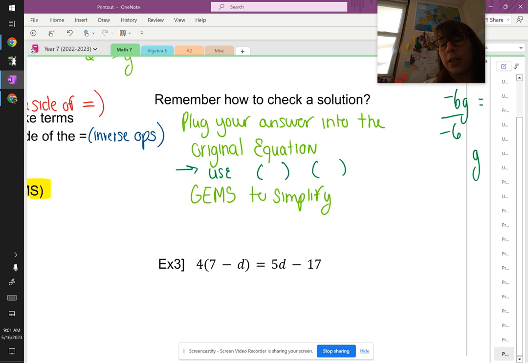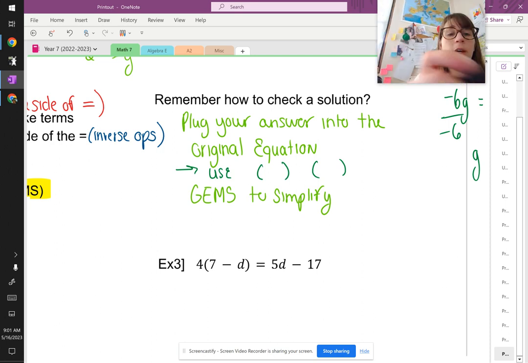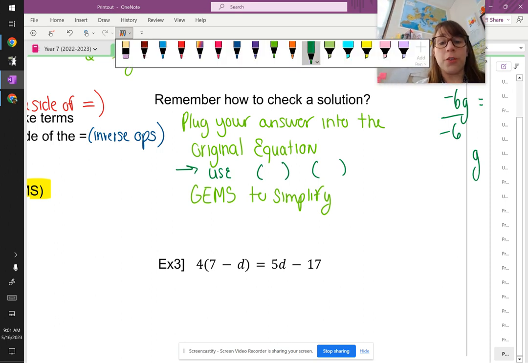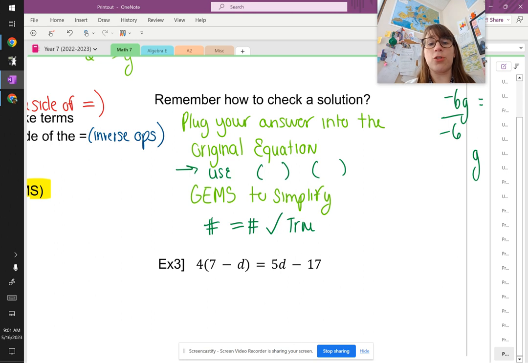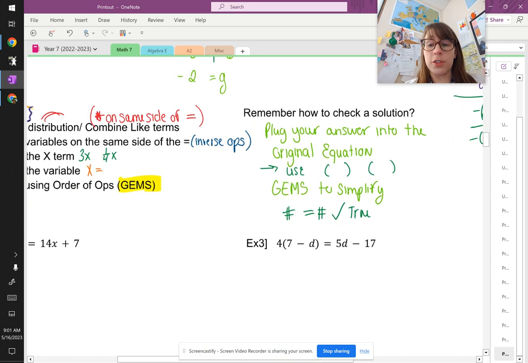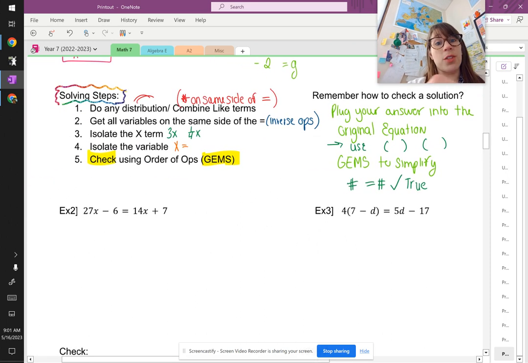I want to stress here that you are not solving when you are checking a solution. You are simplifying the equation to see what it equals. And that is how you know if you have your answer right. If you end up with a true statement, a number equals a number, that means you're in the clear and you're good to go. Versus if you got a false statement, like 2 is equal to -2, that means that you either did something wrong in your check or you did something wrong in your solving.